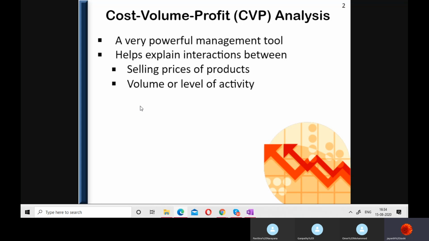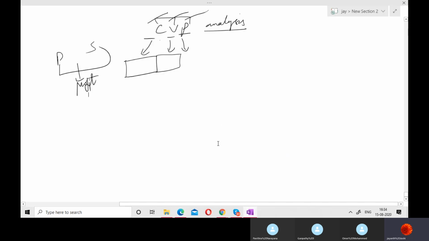And here comes how much volume you need to manufacture, or you need to purchase, or what should be the level of activity, at what level you should perform your activities. Then per unit, what is the variable cost? You always know a property I used to tell. Per unit variable cost is always constant or fixed.